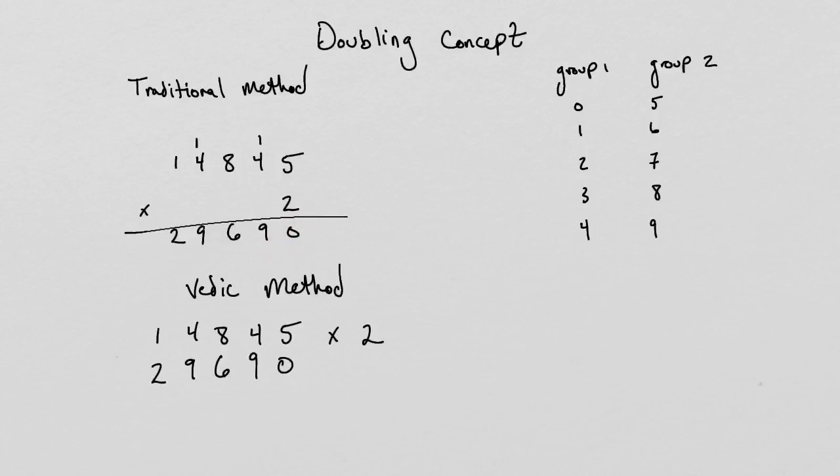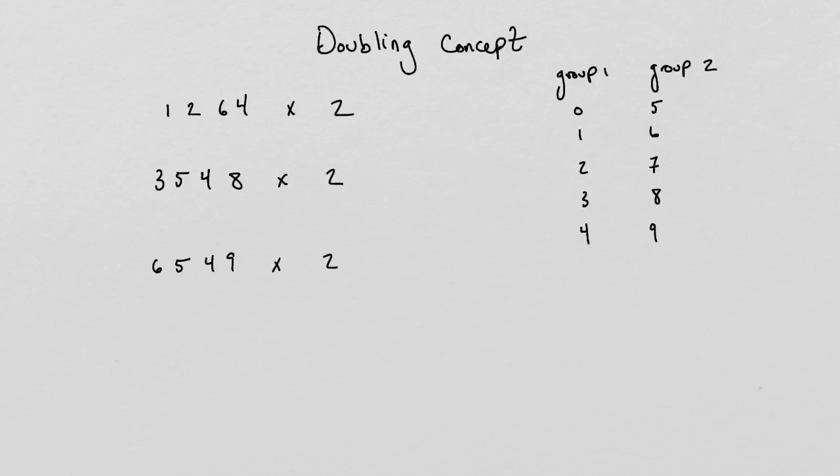Okay, I'm going to show you guys that this method is extremely fast. It's a fast way of doing it because you're going to do most of it in your head. You're not going to be writing a bunch of digits up here. Let me show you guys another example. Okay, let's do this one here.